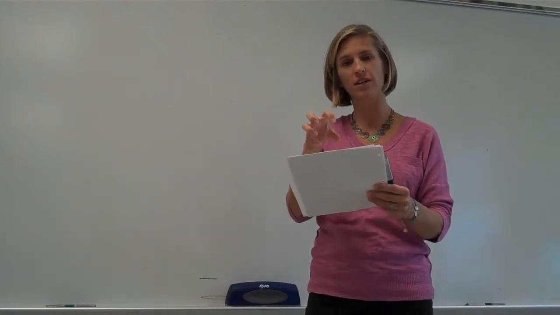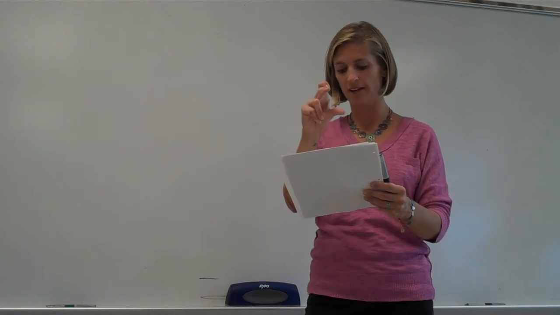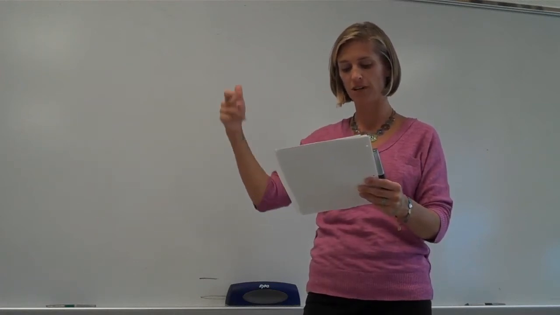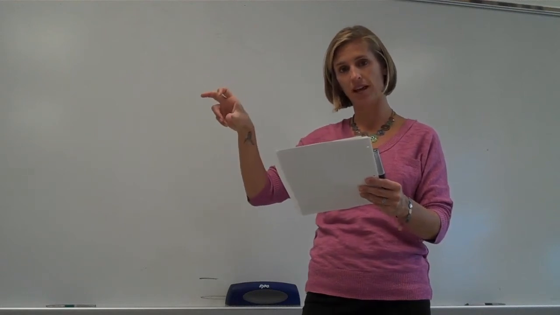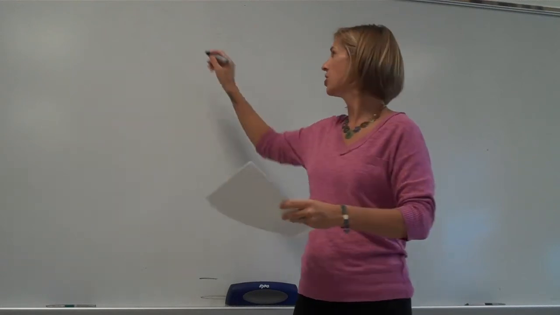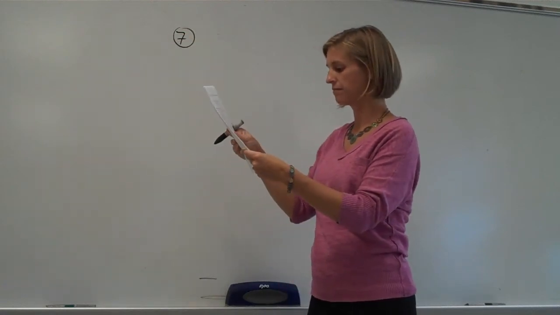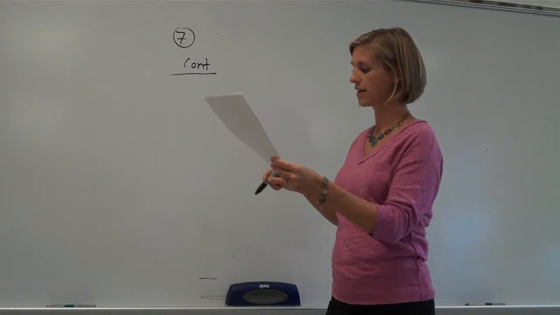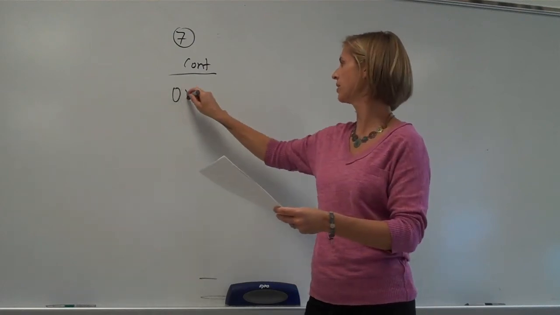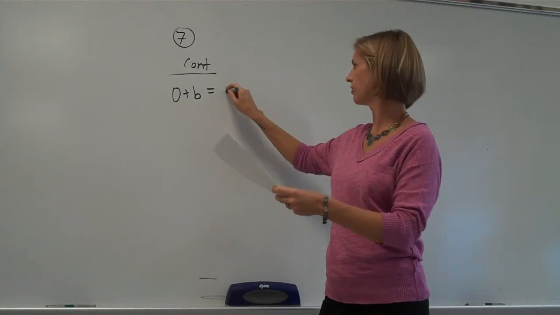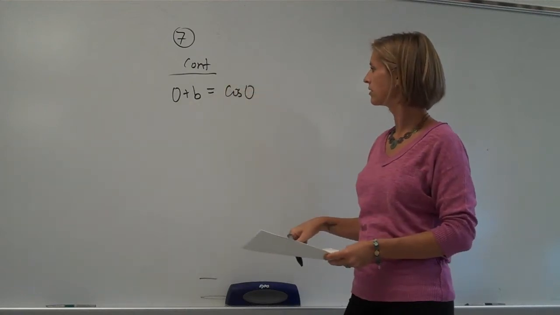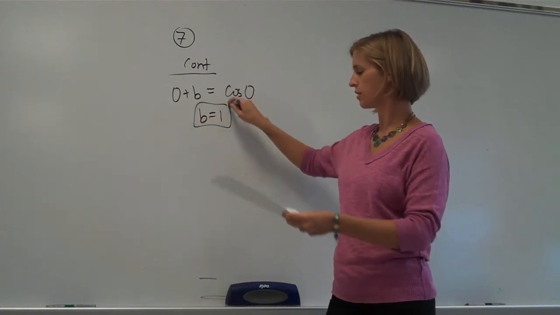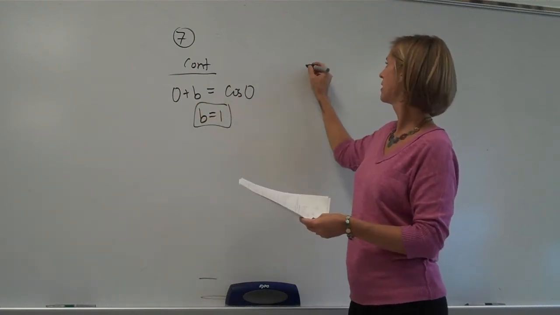Make sure it's continuous by plugging in 0 for the x's and setting the two parts equal. And then make sure it's differentiable by taking the derivative of both and plugging in 0 for the x's and making sure that works. So for number 7, to make sure it's continuous, we're going to plug in 0 for x for both parts. So I'm going to get 0 plus b has to equal the cosine of 0. The cosine of 0 is 1, so b has to equal 1.